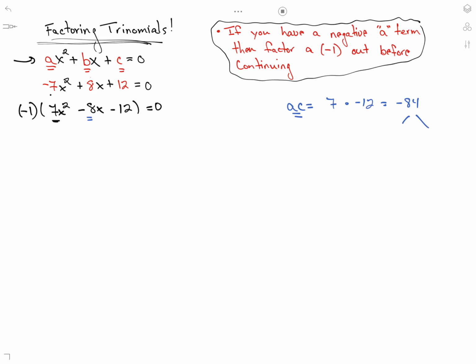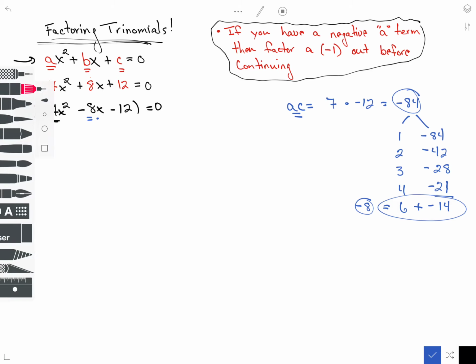I have some that I know already, and I'm going to go through these very quickly. And here we go. If I multiply 6 and negative 14 together, it does equal a negative 84. And if I add these two together, it equals my negative 8, which is the b term in my equation. So this is the factor pair I'm going to use.